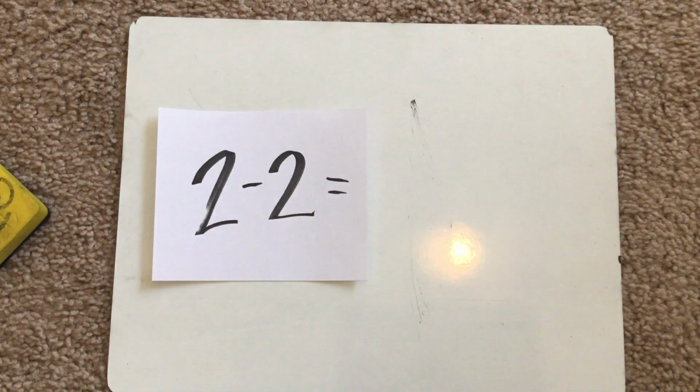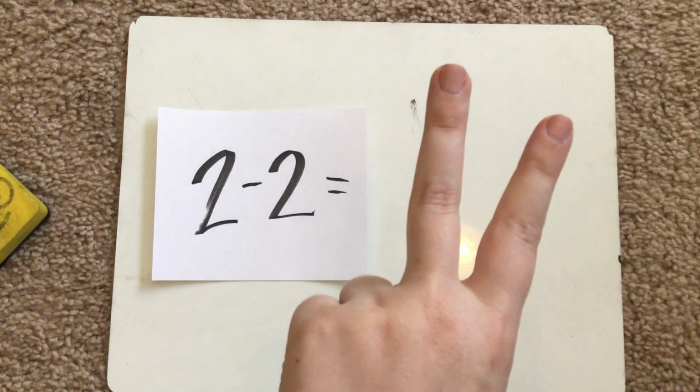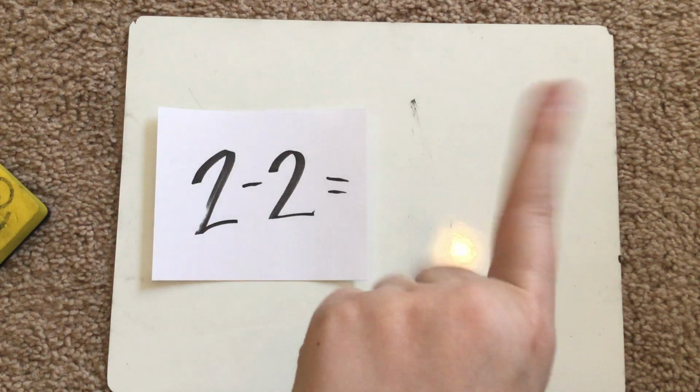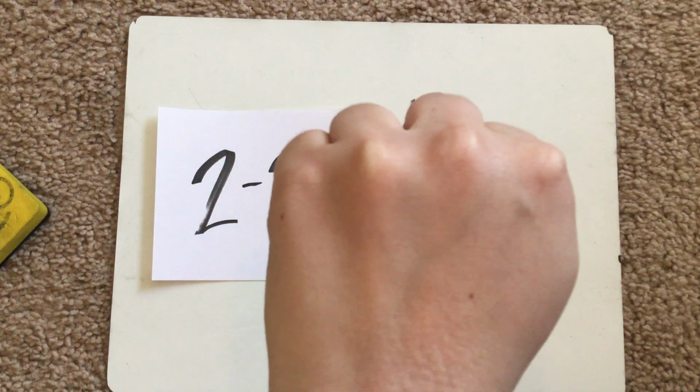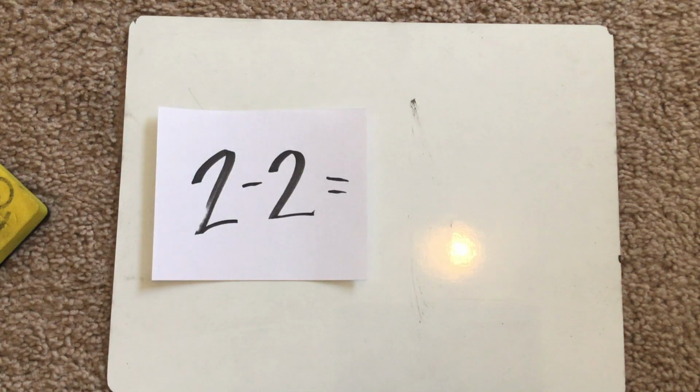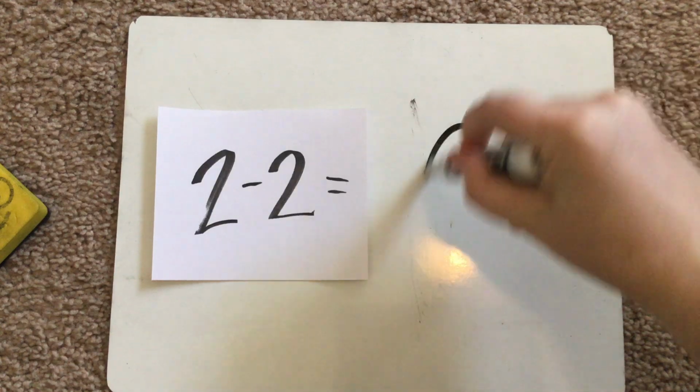And here it is. Read that problem to me. 2 minus 2 equals, try this one on your fingers. 2 fingers minus or take away 2 fingers. So here are my 2 fingers, and I'm going to take away 2 of those fingers. 1, 2. I took away 2 of them. How many fingers are left? 0. So 2 minus 2 equals 0.